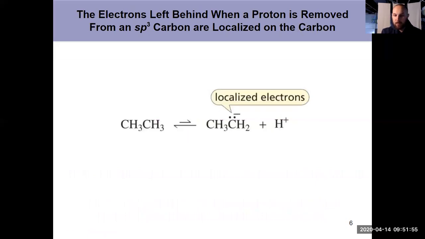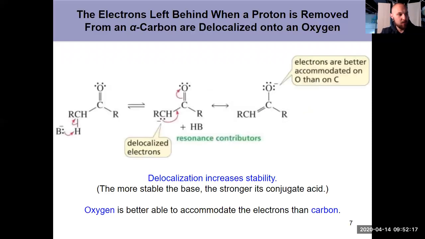Why is it? Well, previously, if it's just an sp3 hybridized carbon, nothing else is going on. If I'm to deprotonate that compound, the electrons that are left behind go directly onto carbon. They're localized onto an element that's not electronegative, right? Carbon doesn't like to be a carbanion like that. But here, with the alpha carbon on my carbonyls, when I deprotonate in the alpha position, those lone pair electrons that are left behind get delocalized throughout this system. And we've seen several times now, delocalization increases stability.